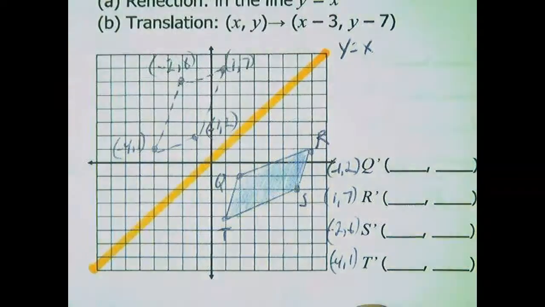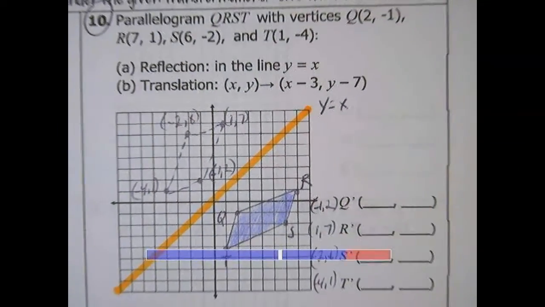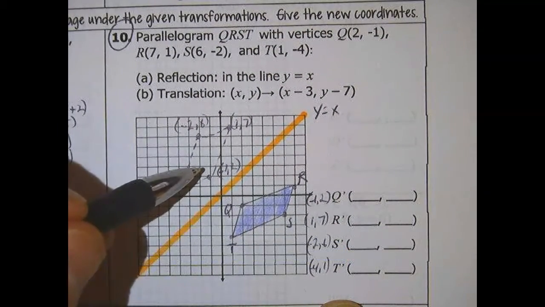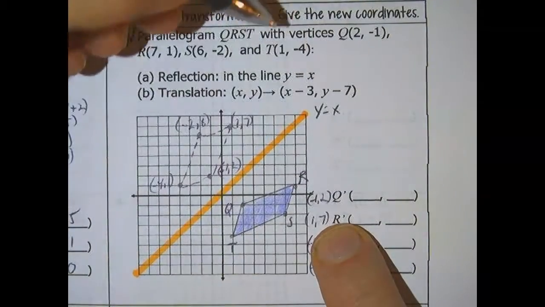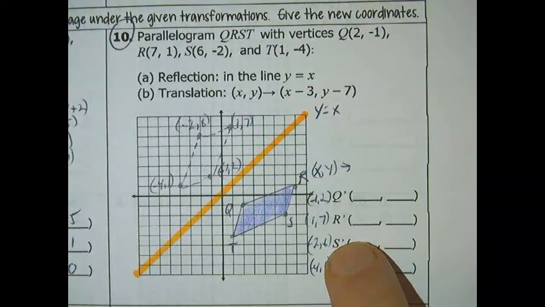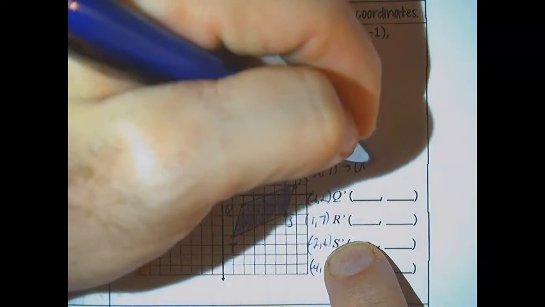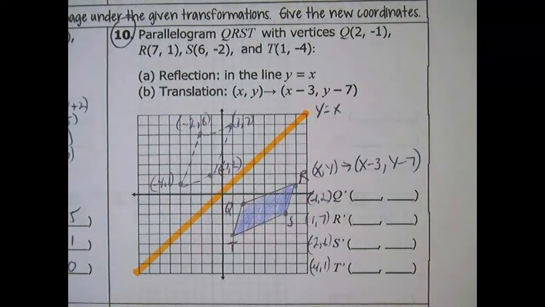And the T is negative 4, 1. And again, I know I'm reading all these backwards. I'm reading every point up here backwards because that's what the reflection over the line y equals x did. It switches the coordinates. Now I'm going to apply the rule that I'm given, which is x, y goes to x minus 3, y minus 7. Okay, I'm going to apply it to those points that I just found doing the reflection.